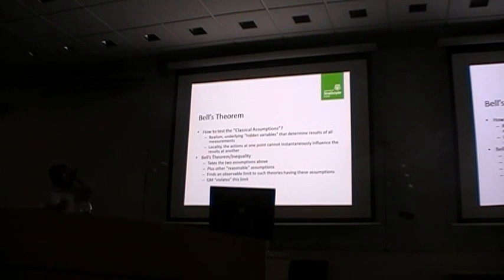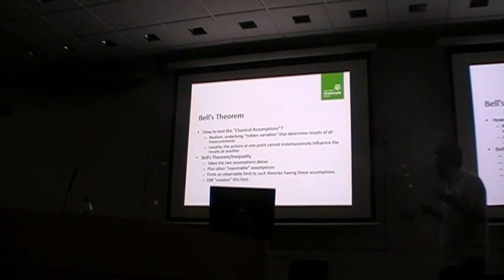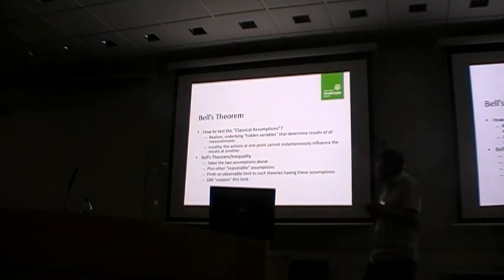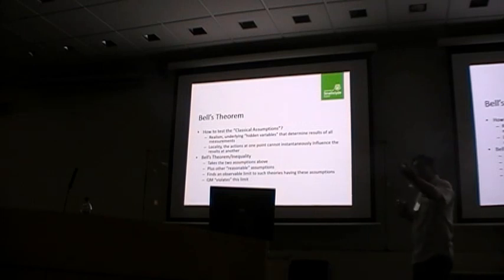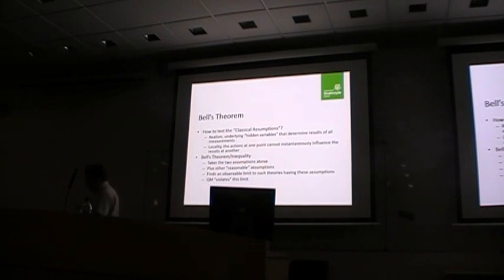So how do you test these classical assumptions? How do you test the assumption of realism, that there's an underlying state of affairs of actual positions and actual momenta? And also this other assumption which Einstein made was locality, that Alice's actions do not affect the results of Bob's measurement. And so Bell came up with Bell's theorem, or Bell's inequality. You take those two assumptions above and some other reasonable assumptions, and then he came up with an actual concrete result.